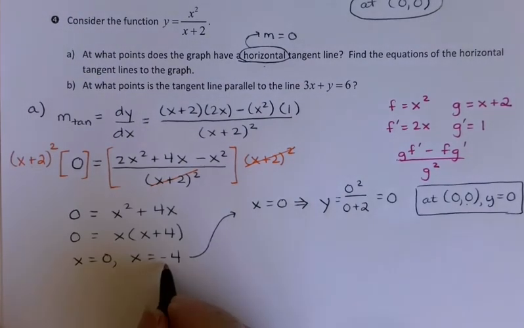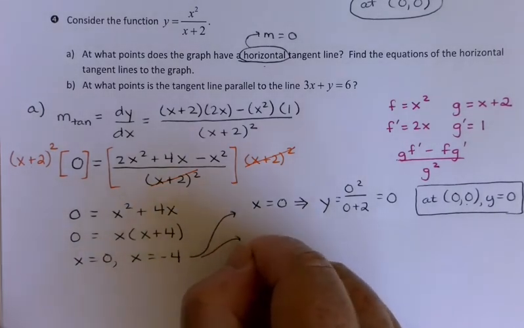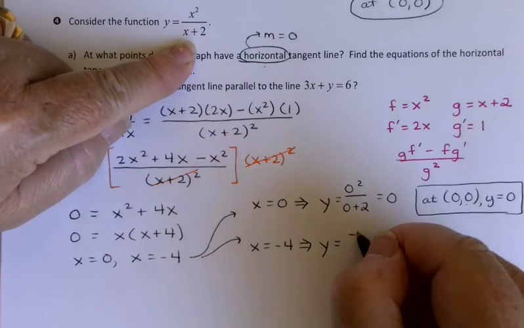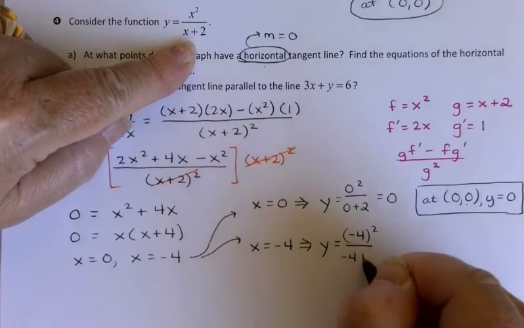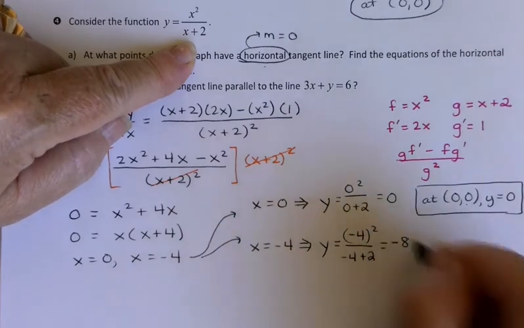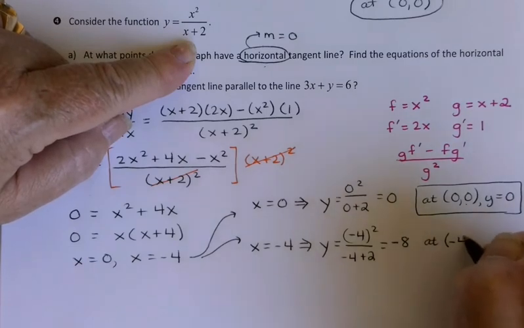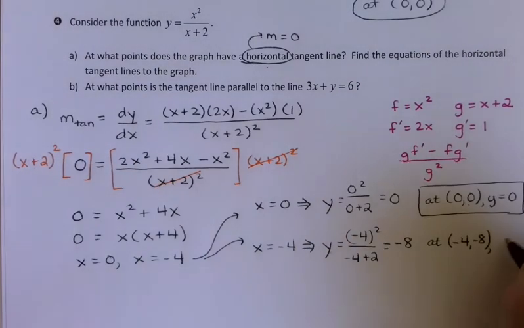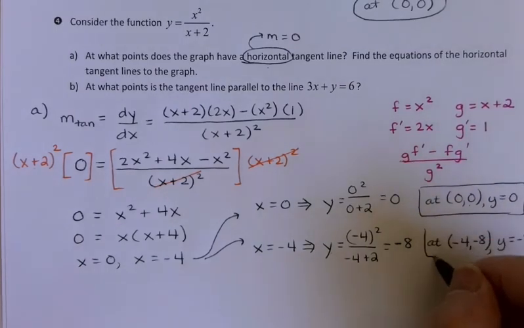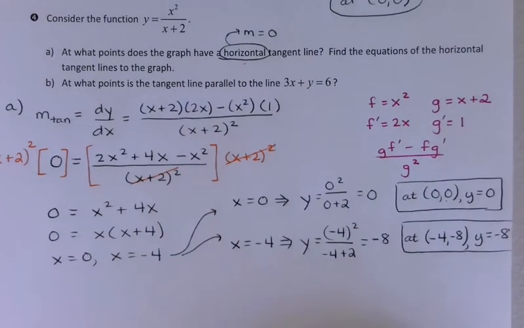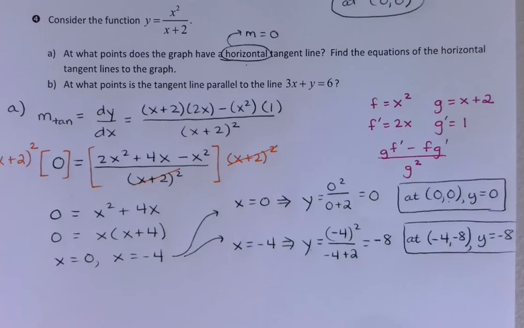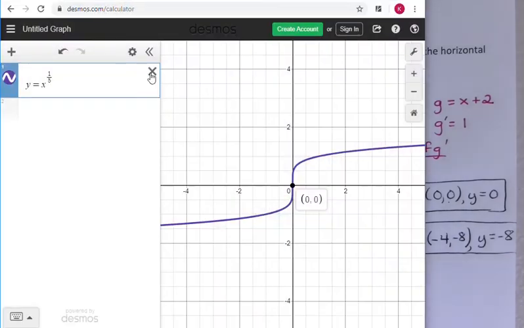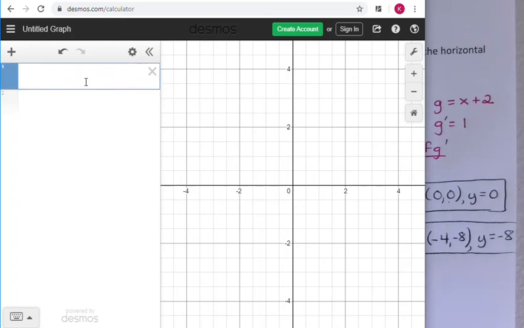Our second horizontal tangent occurs at x equal negative 4. And again, I'll just plug my x value back into the original to get a y value. 16 divided by negative 2 would be negative 8. So at the point negative 4, negative 8, I would have the horizontal line y equals negative 8. So there are the two horizontal tangent lines, where they're located, and the actual equations of them. Let's do a quick graph of those. So my original function this time was x squared over x plus 2.